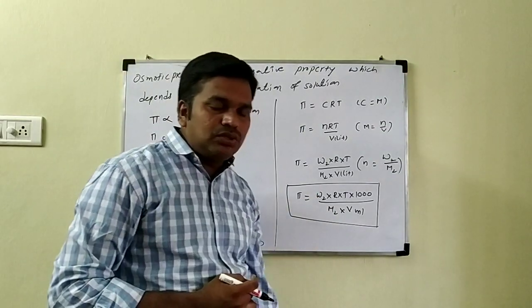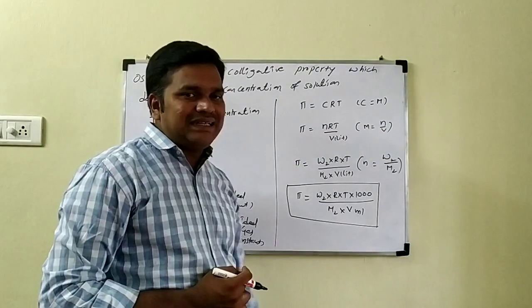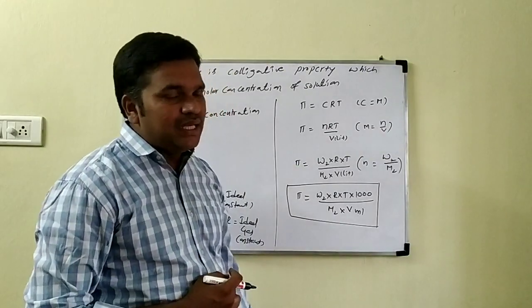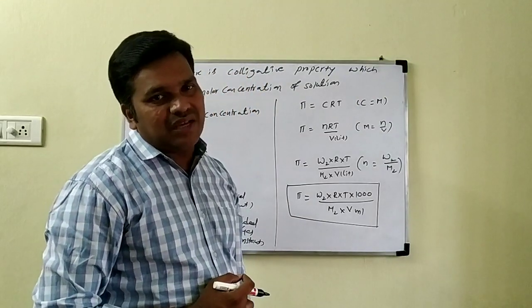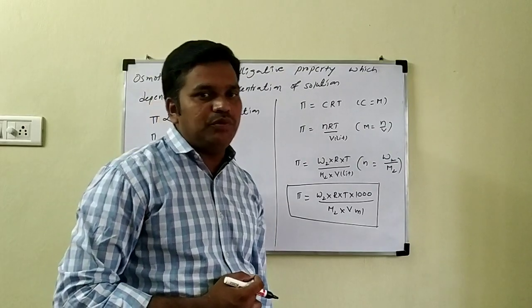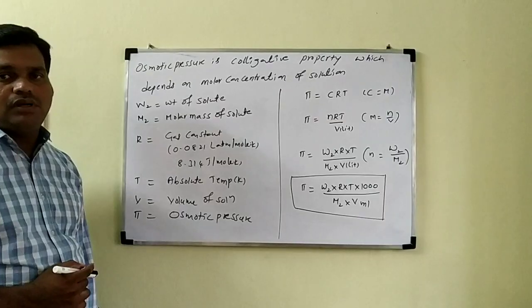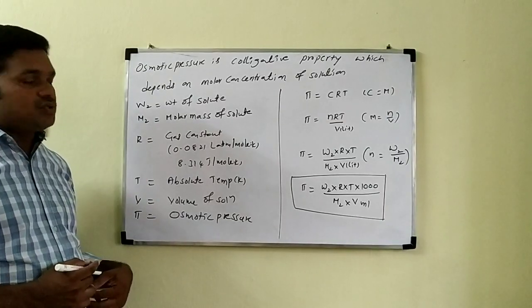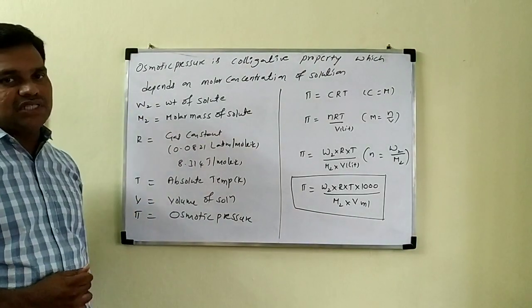What is W2? W2 is the weight of solute. What is R? Gas constant. What is T? Absolute temperature. And what is M2? Molar mass of the solute. What is V? Volume in ml. M2 is the molar mass of the solute, and W2 is the weight of the solute.